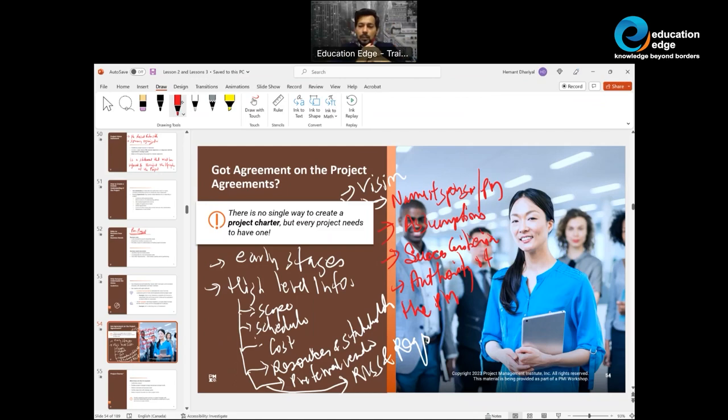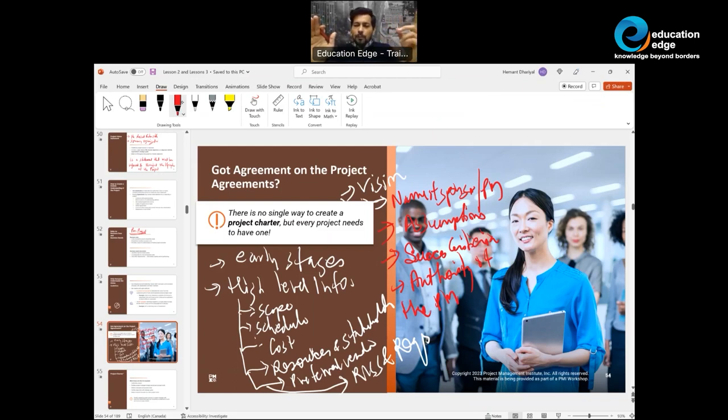So what does a project charter contain? And we talked about who creates it, the sponsoring organization. Why do they create it? To authorize the project so that the project can move into planning. It is created in the early stages, and once the project charter is signed off is when the project goes into planning. It contains high level information. Folks, this is very important, high level information.